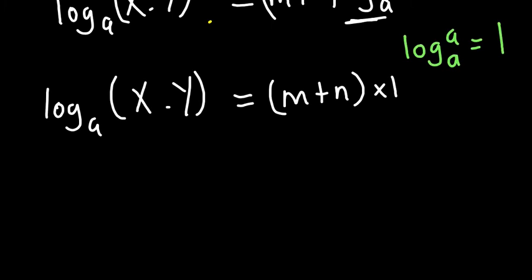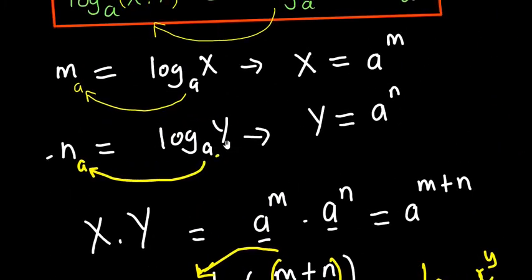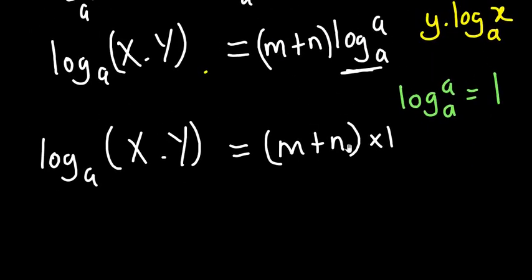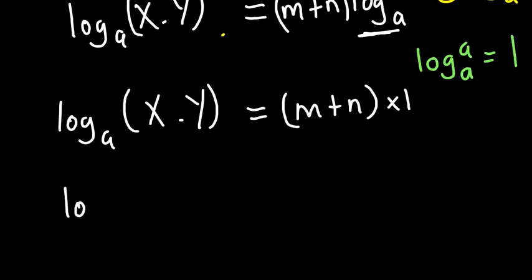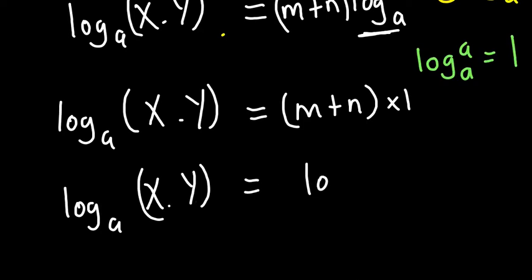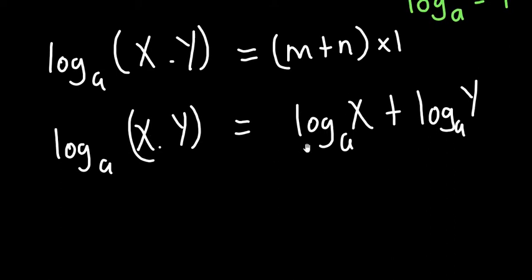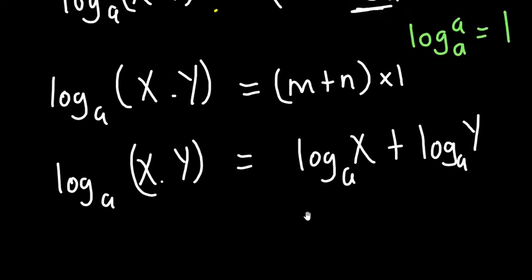As we have declared earlier, we stated that m be log x base a, and n be log y base a. So we simply have to substitute for m and n. Now it becomes log base a of xy equal to log base a of x plus log base a of y. So we have finally arrived at our final solution. That's how we derive the product rule of logarithms.